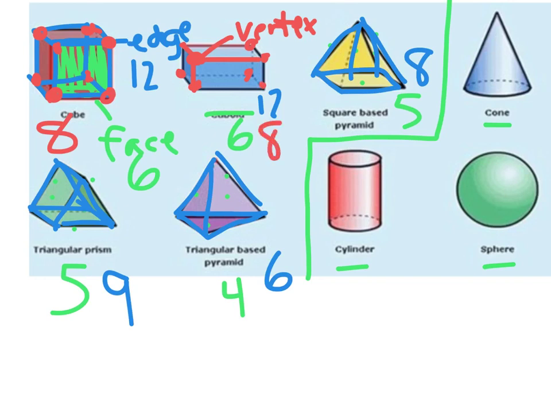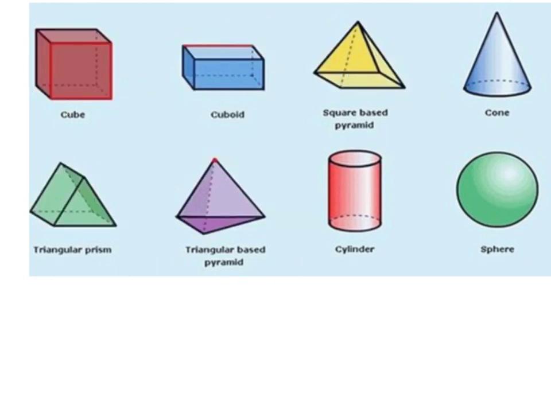The square base pyramid would have 1, 2, 3, 4 around the square, and then that special one called the apex, it would have 5. The triangular prism would have 1, 2, 3 around this front base, and 1, 2, 3 around the back base, so it would have 6. And the triangular pyramid would have 1, 2, 3 around the base and 1 apex, so a grand total of 4.